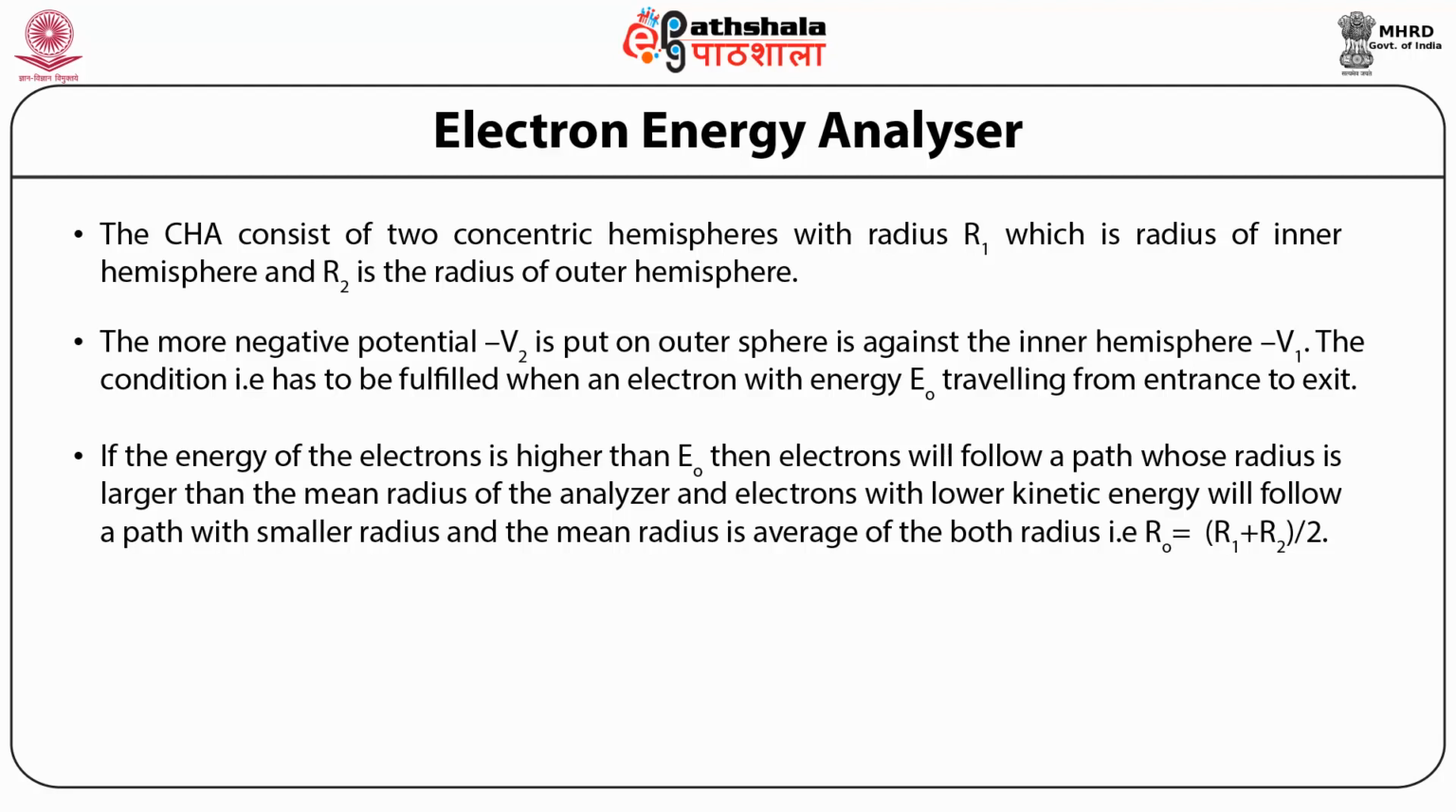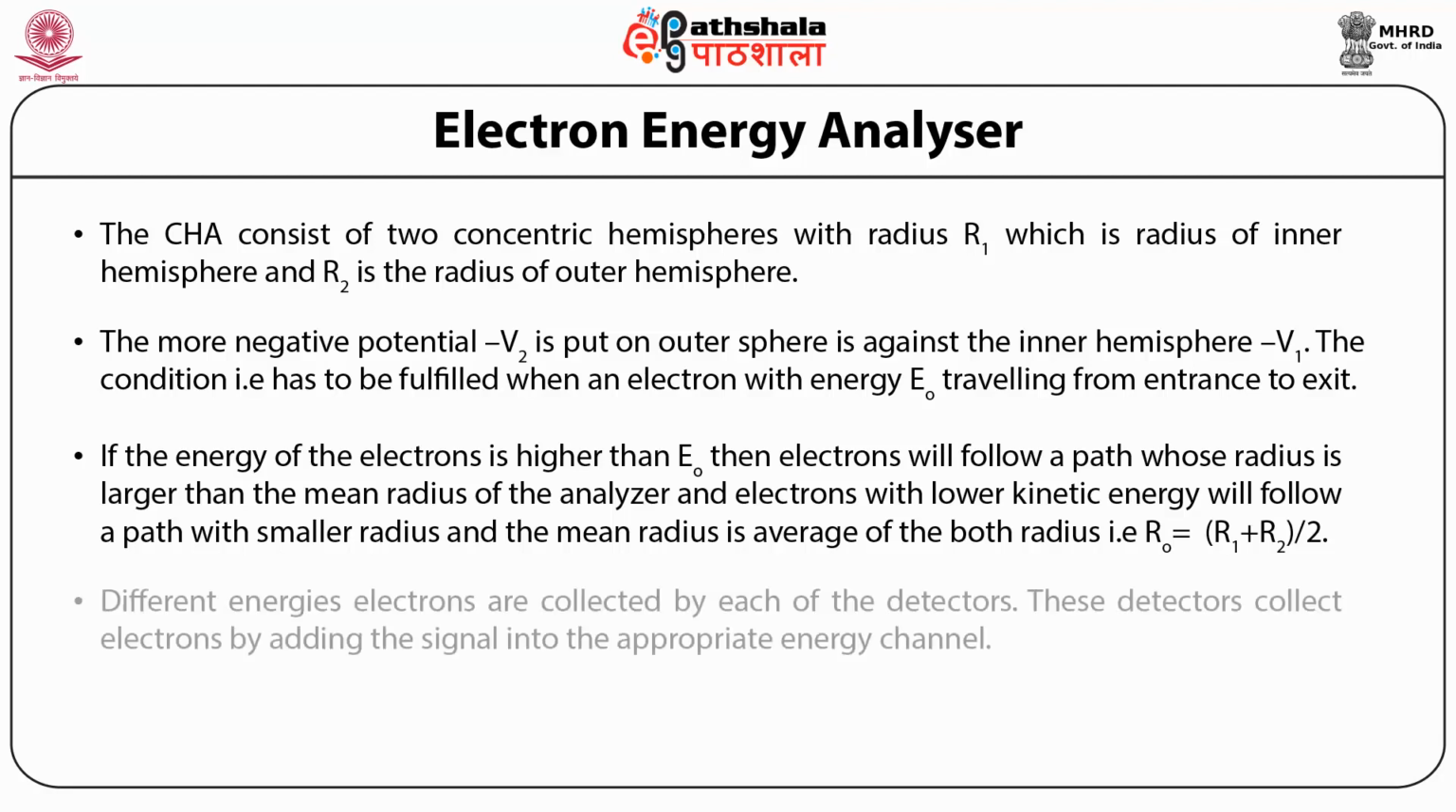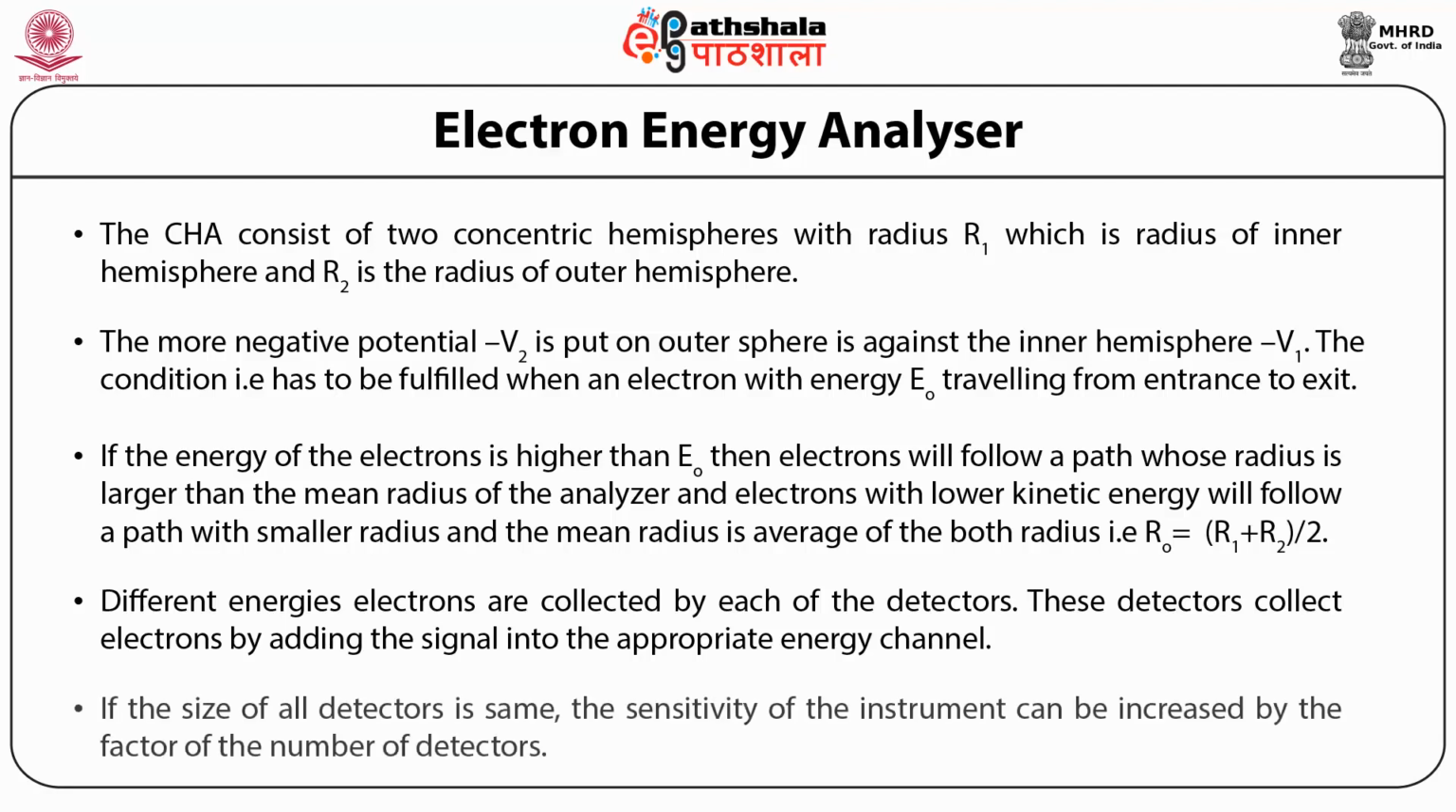At the output, multiple detectors are provided because electrons will reach the output plane of the analyzer. Electrons of different energies are collected by each detector. These detectors collect electrons by adding the signal into the appropriate energy channel. If the size of all detectors is the same, the sensitivity of the instrument can be increased by a factor of the number of detectors.